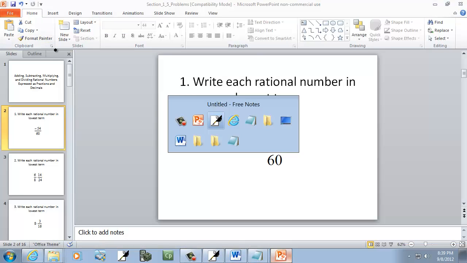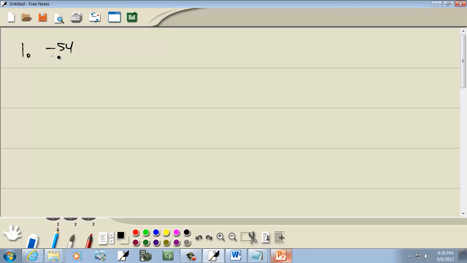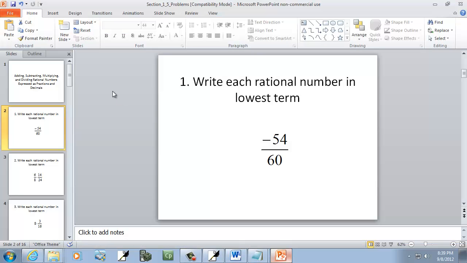So we've got negative 54 over 60. Now remember, what we do is we look at top and bottom, and we look for the largest number to divide into both of those. Well, these are both divisible by 6. So I'll take negative 54 divided by 6, and 60 divided by 6. That gives us a negative 9 up on top, and down below, 60 divided by 6 gives us 10. So our answer is negative 9/10. We've seen those before.